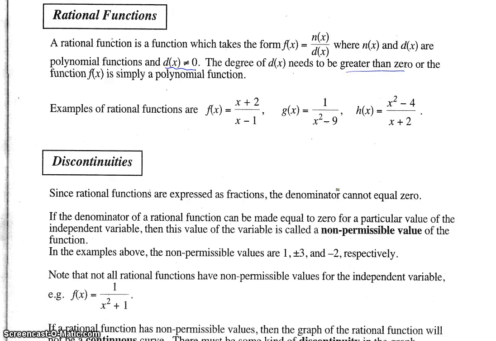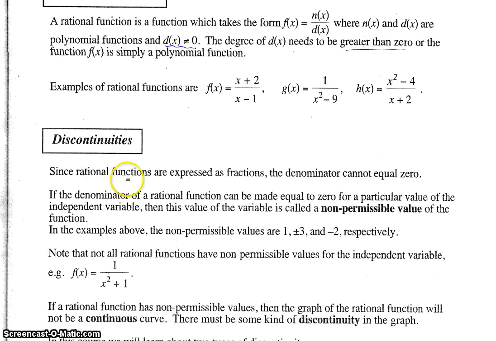Okay, discontinuities. Since rational functions are really just fractions, the denominator can't equal 0. And if it can't equal 0, that means there's going to be values of x that are non-permissible, so a value that would not be allowed. Now I said value for x, it depends on what the variable is, so whatever the independent variable is.